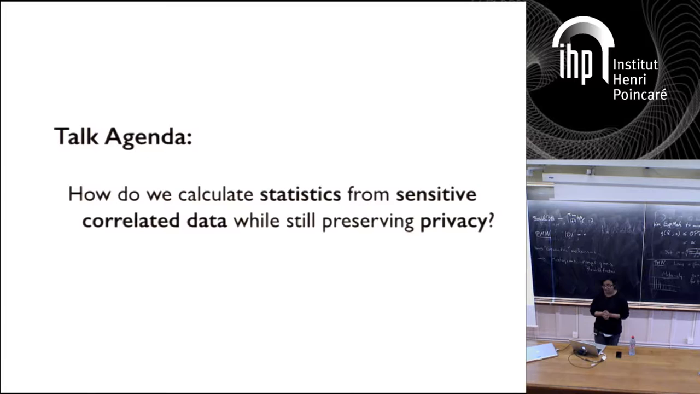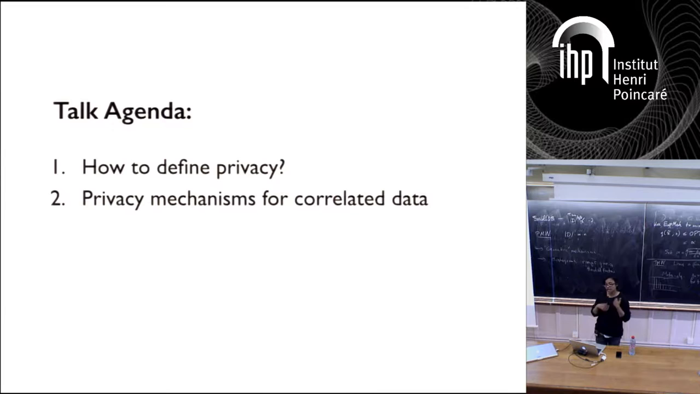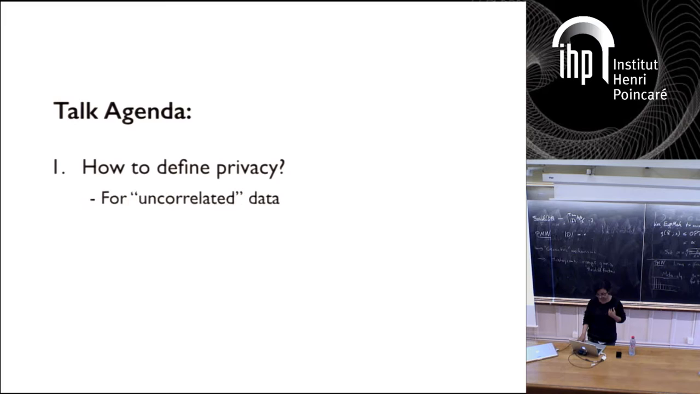And what we are going to talk about is how we calculate statistics from these kinds of sensitive correlated data while still preserving privacy. Okay. And we'll talk about, first, how to define privacy and privacy mechanisms for correlated data. Okay, let's start with how to define privacy for uncorrelated data.